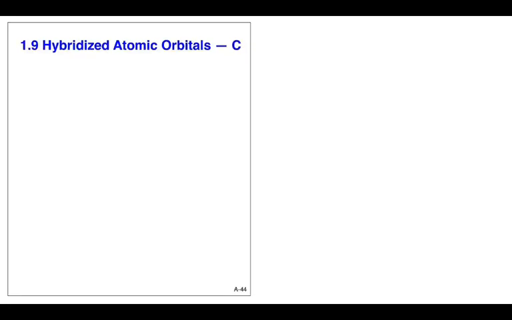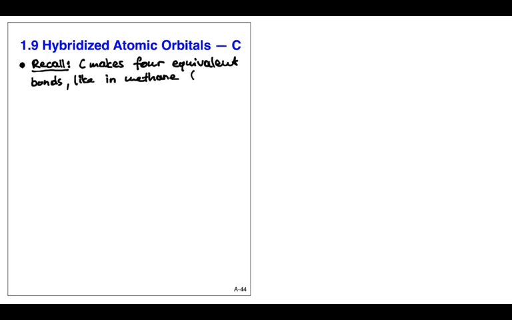Hi. So in this video we are going to briefly discuss the shapes of hybridized orbitals. Recall that, for example, in a carbon atom which is part of methane, CH4, the carbon atom actually makes 4 equivalent bonds. These bonds are all the same. They're pointing in a tetrahedral arrangement away from the central carbon atom.